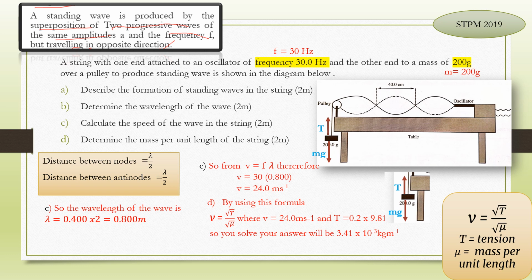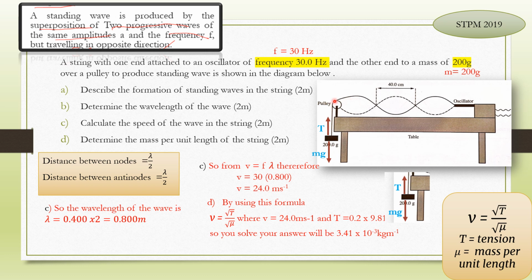Now, having a little bit of basic foundation of what a standing wave is, let's look back at this question from STPM 2019. A string with one end attached to an oscillator of frequency 30 Hz and the other end to a mass of 200 gram produces a standing wave as shown in the diagram below. Describe the formation of the standing wave in the string.